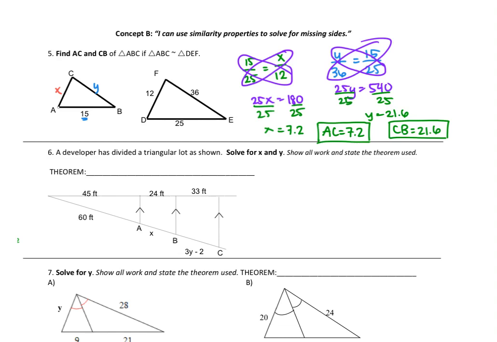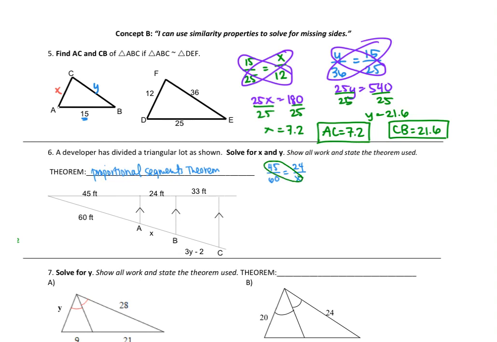Alright, number 6, developers divided triangle lot shown, solve for x and y, show all work, and state the theorem used. So this theorem is proportional segments theorem. And remember, what's nice about these ones is you just have to set them up consistently. So for instance, you can do up, down, or you can go left, right, left, right. So I'm going to do 45 over 60. So I went up, down equals 24 over x. That's how I'm going to set it up to solve for x.